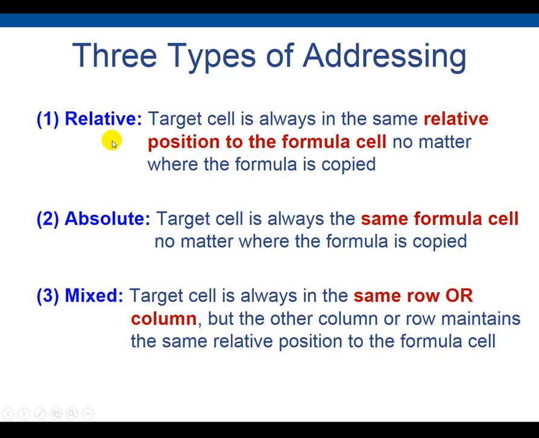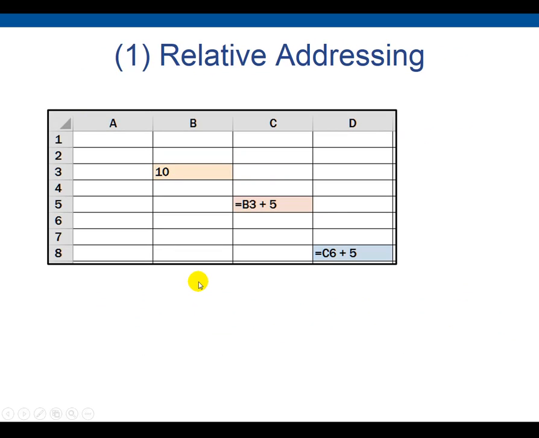So relative addressing is where the target cell is always in the same relative position to the formula cell. And absolute addressing is where the target cell is always the same location. It's not a relative position, it's the same location. The mixed one is a mix between relative addressing and absolute addressing. We can see this with a number of examples here. First we look at relative addressing.